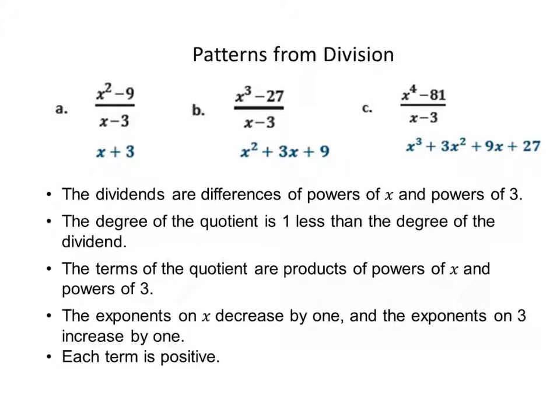So the last thing to notice is that each of these terms is positive. Each term is positive. There are no negatives here. Okay, now, so there are four. This observation is going to help us generate this kind of answer, this quotient, without actually doing any division.